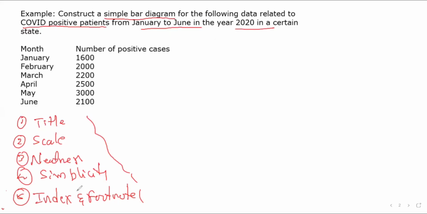Okay. So first we'll consider the 2 axes. Okay, X-axis, and this is Y-axis. So here I consider 2 axes. Along the y-axis, I consider the positive cases, and along the x-axis we consider the months. Right. So before that, we should do the title.